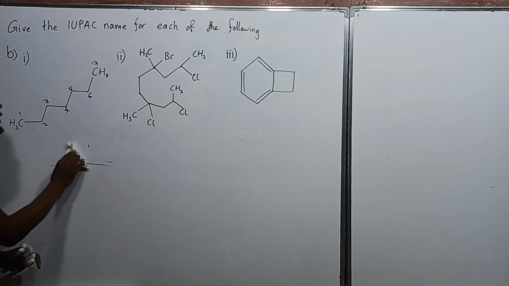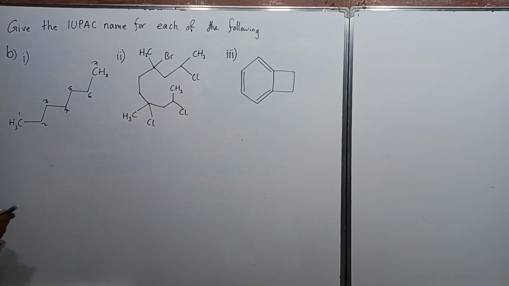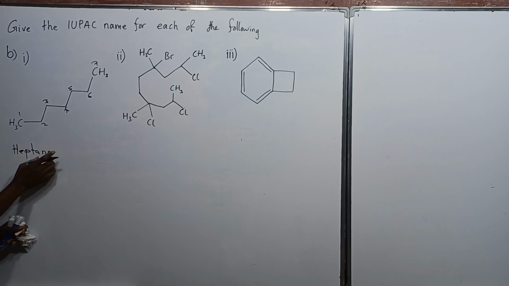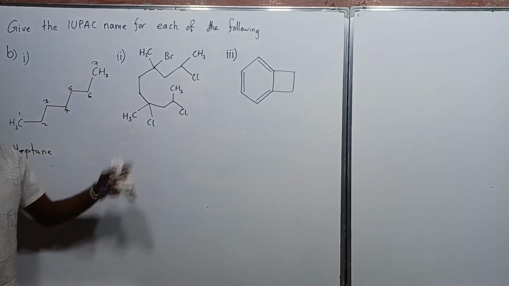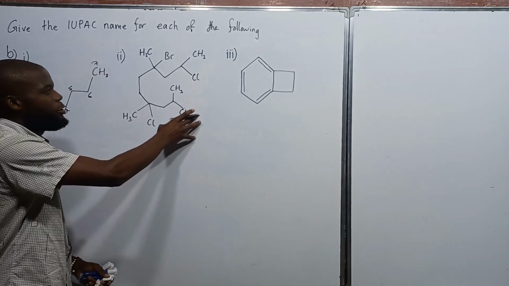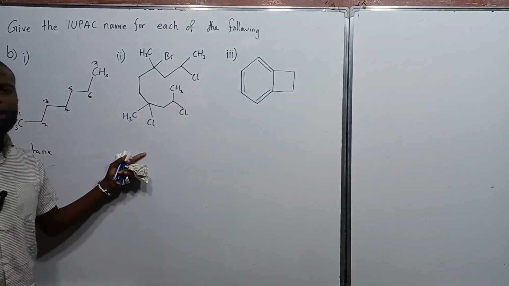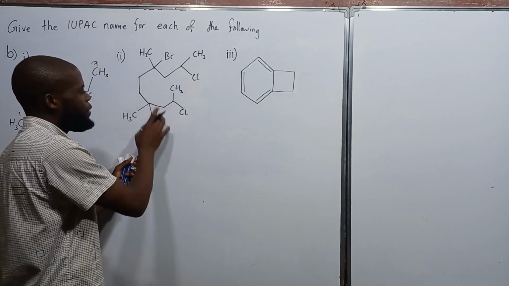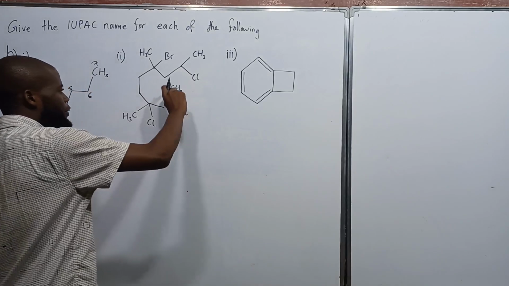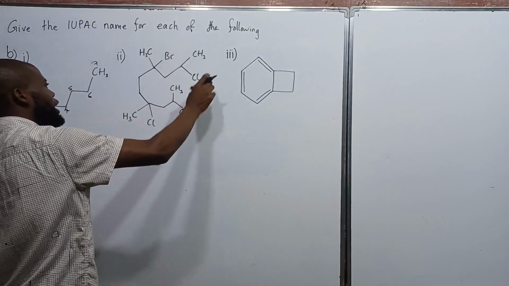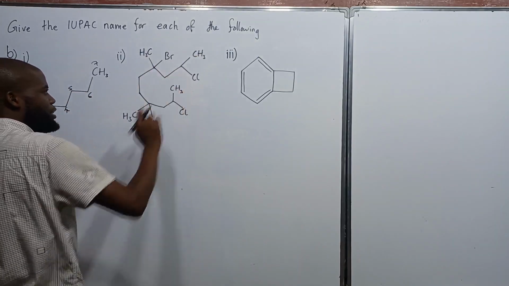Okay, so let's check out. The first one, the name is just heptane. So hept, to indicate there are 7 carbons, ane, a suffix for the homologous series of alkanes. Let's move on to the next compound. For the next compound we identify the longest chain as usual. The longest chain is the one having the highest number of carbons.